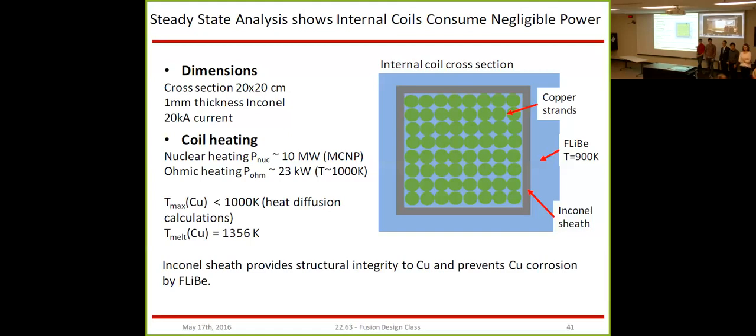As far as eddies in the FLiBe tank itself, we didn't really look into that too much. Hopefully we're just assuming that it will mix all together. But yeah, I don't know. It's a very good question.